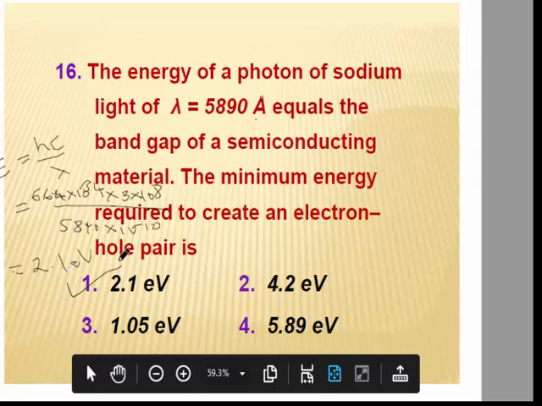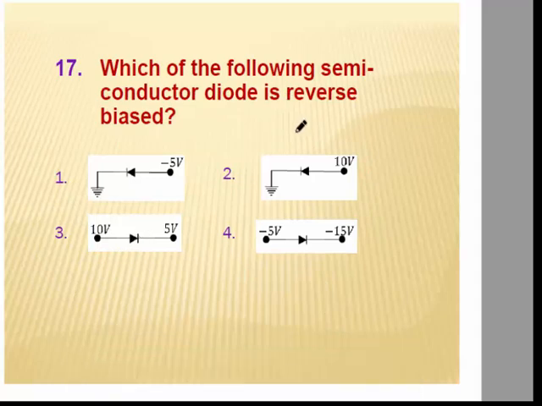Okay, so next question. Which of the following semiconductor diodes is reverse biased? What is reverse bias? In a P and N junction, P connected to negative and N connected to positive is reverse bias. So in the diagram, you can see a diode with 10 volt positive and 5 volt negative.